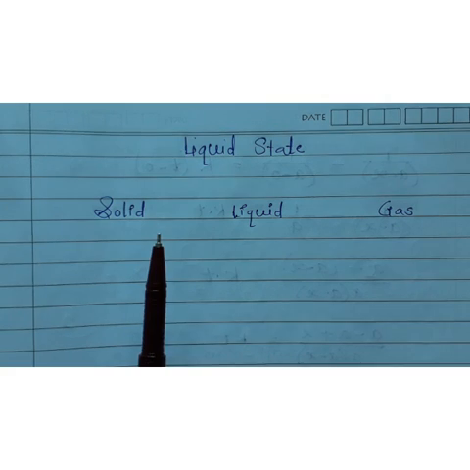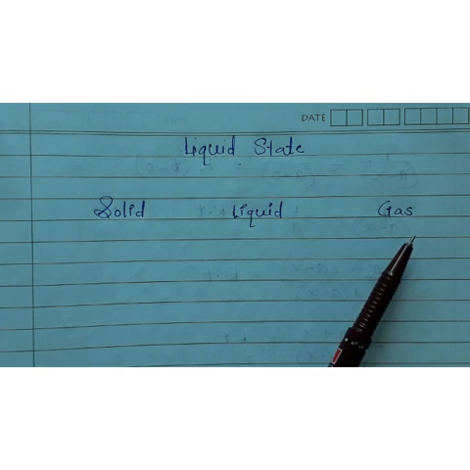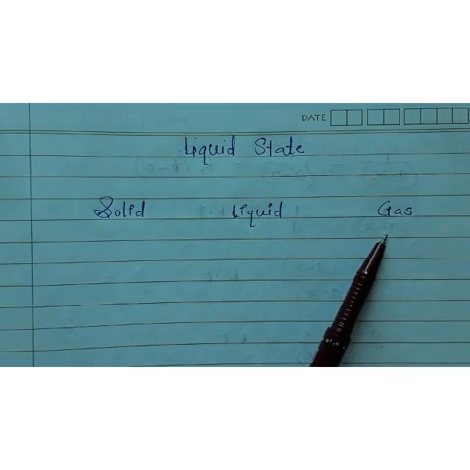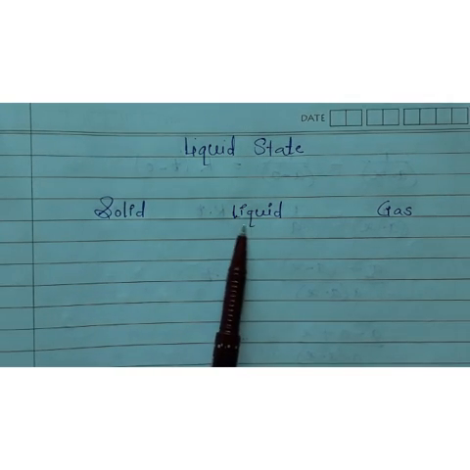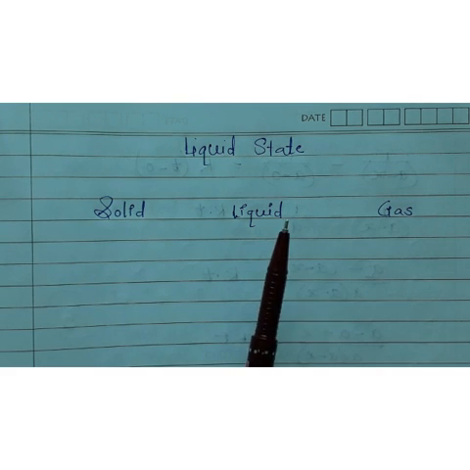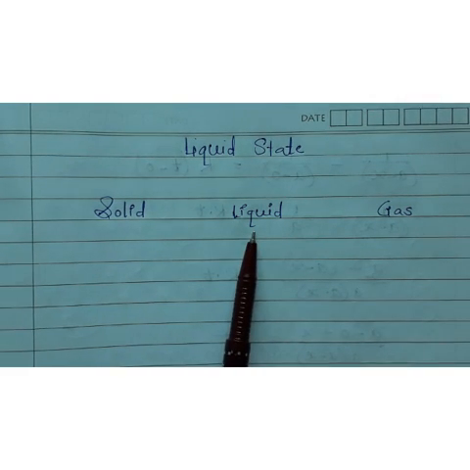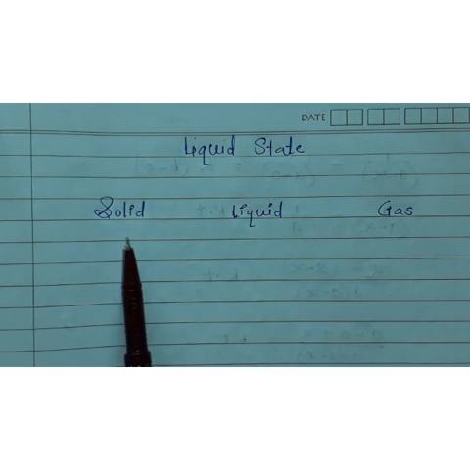We know that liquid state is the intermediate state between solid state and gaseous state. Understand? It is the middle state. When solids are heated they convert into liquid, and when liquids are further heated they vaporize into gaseous form. So liquid state is the intermediate state between gaseous state and solid state.